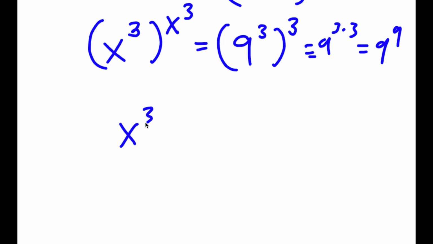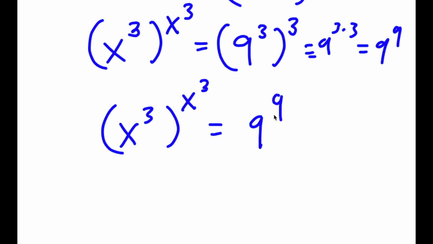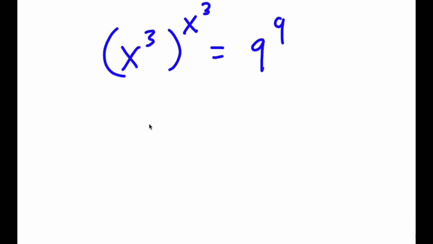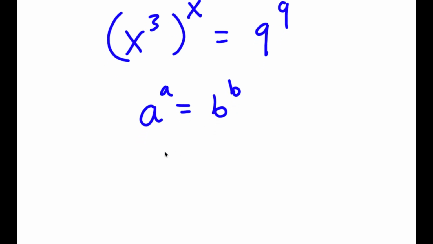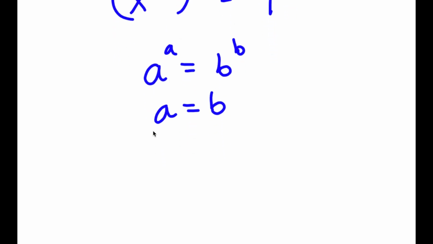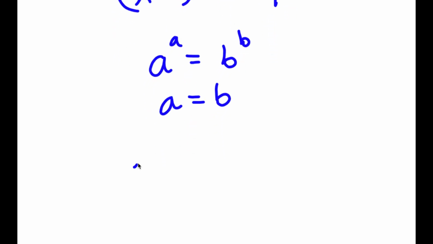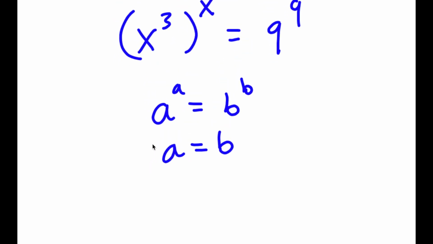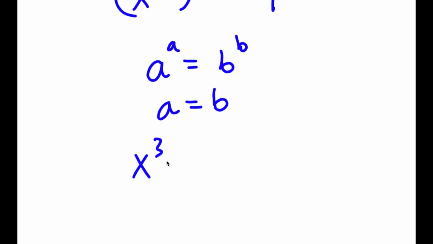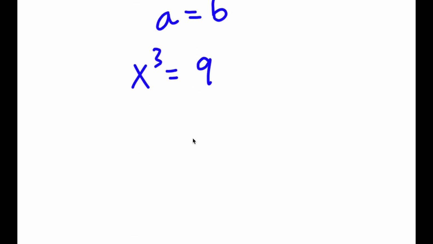So now I have x to the power of 3 to the power of x to the power of 3 is equal to 9 to the power of 9. And now if I have something in the form a to the power of a is equal to b to the power of b, this means that a is equal to b. So in this case, x to the power of 3 is equal to 9.